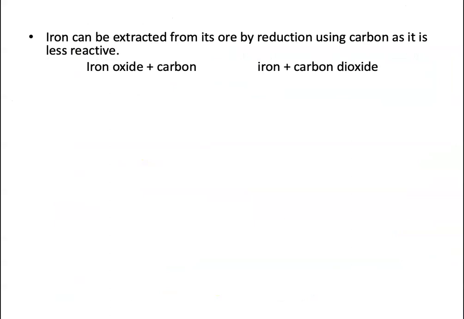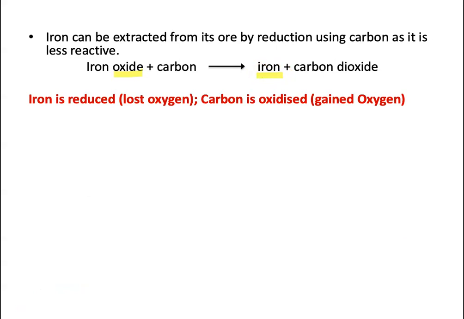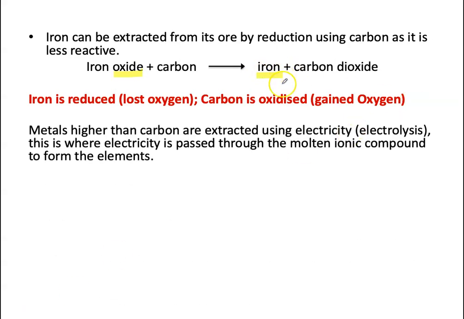So iron can be extracted from its ore. So iron oxide plus carbon will produce carbon dioxide and iron. Please note now, iron has lost its oxygen. So iron is reduced. Carbon is oxidized because it gains oxygen to become carbon dioxide.